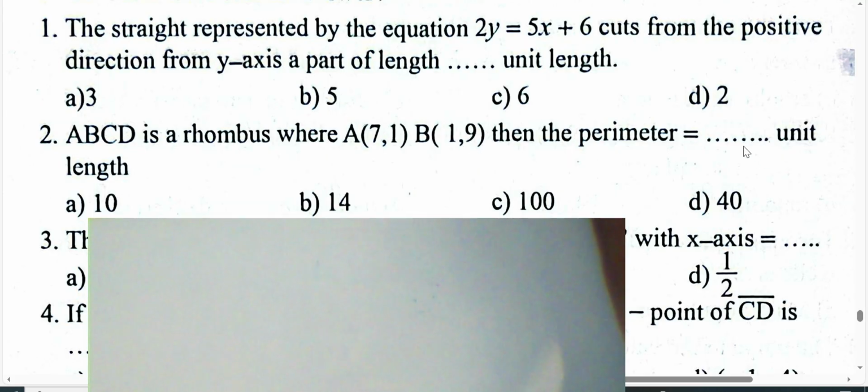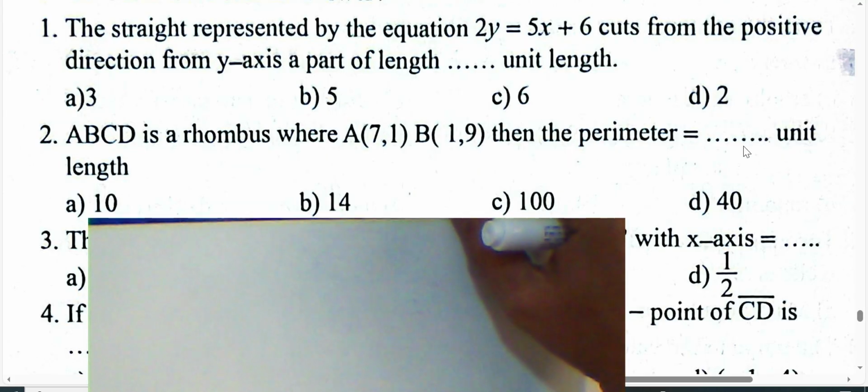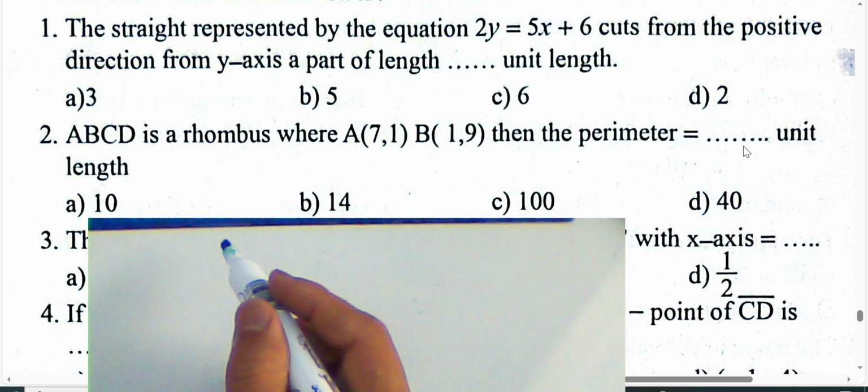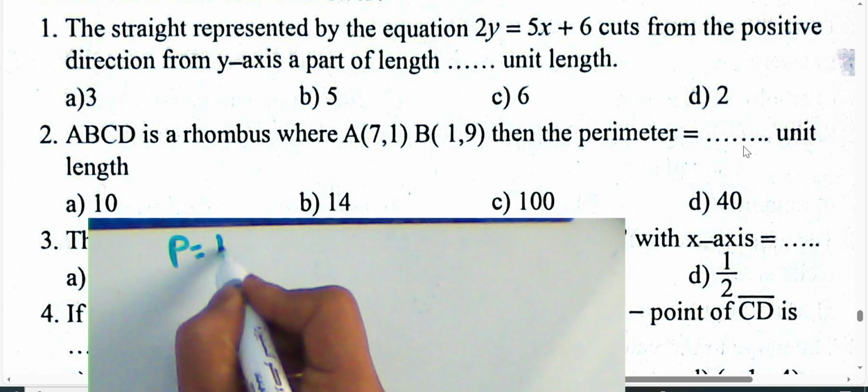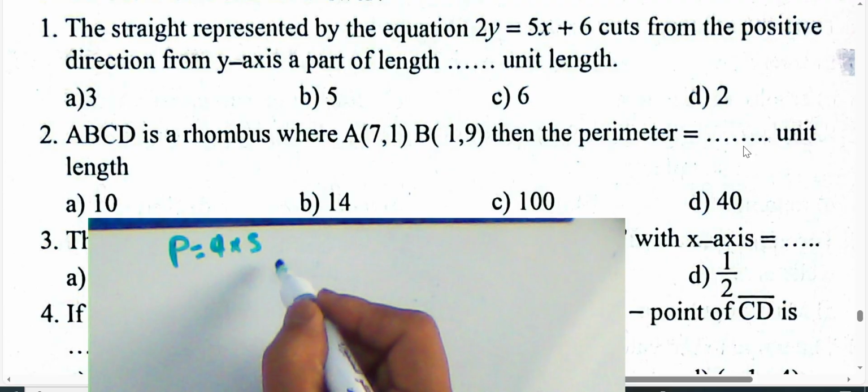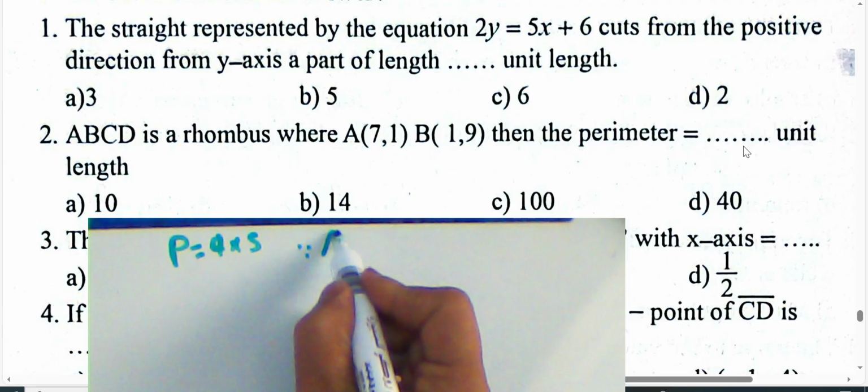Next question. ABCD is a rhombus where point A is (7, 1) and B is (1, 9), then the perimeter of the rhombus equals. We want to find the perimeter. We know the perimeter equals 4 times the side, because a rhombus has 4 equal sides. Then the perimeter equals 4 multiplied by the side length. We know the side length here is AB.